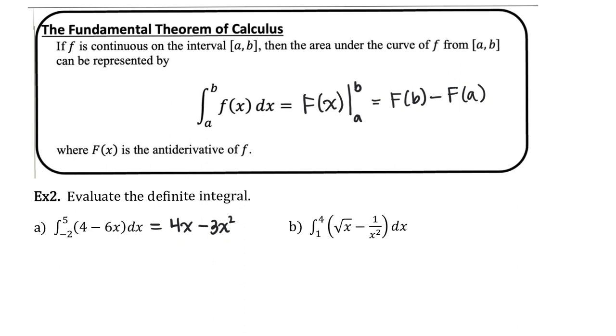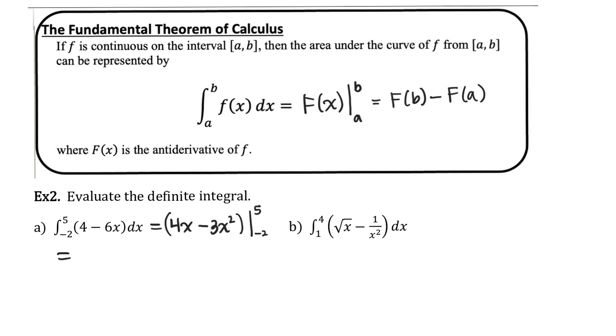Let me check in my head. If I do the derivative of 4x, I get 4. If I do the derivative of negative 3x squared, I get negative 6x. That's a match. I am not going to write plus c because this is a definite integral and I'm going to plug in values. I will show you in a second why I don't need to write c. So that's the antiderivative and I'm calculating it from negative 2 to 5.